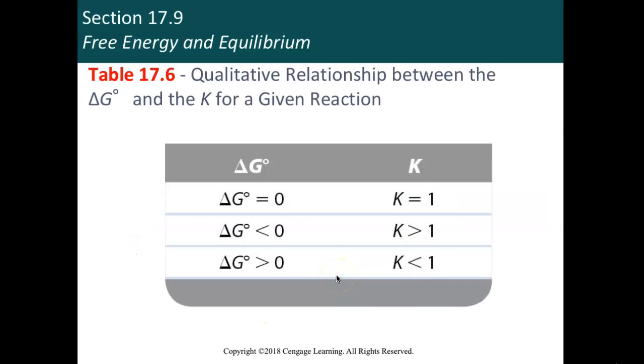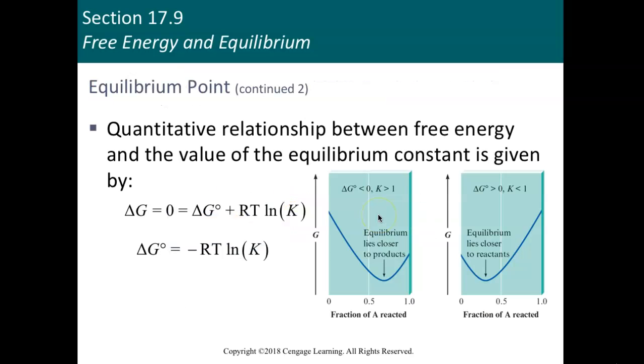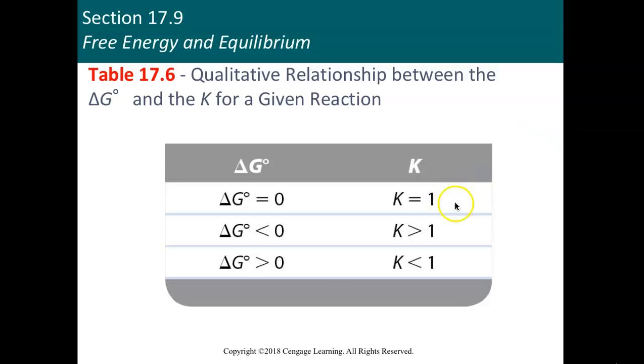Okay, so let's see what is going on here. If delta G standard is equal to 0, so looking at this, 0, we would get 0 is equal to negative RT ln K. Well, the natural log of 1 is 0, so we know that the equilibrium constant must be 1. And so K is equal to 1.